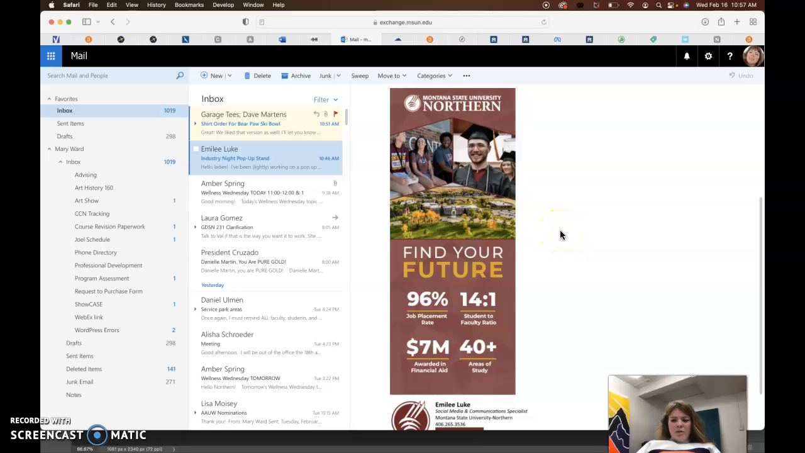Hey Emily, just looking at this design. I like it. I think it looks good. I think that the things you have in here are really good things to have in here, like the student to faculty ratio, job placement rate, how much they get in financial aid, areas of study.